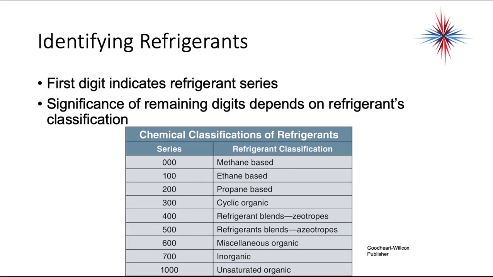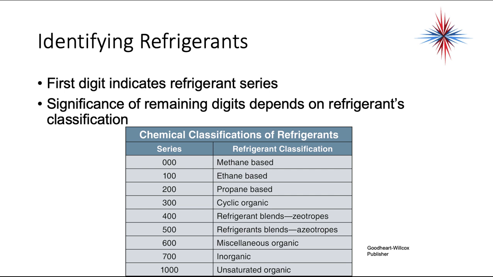So to identify refrigerant, the first digit indicates the refrigerant series. The significance of the remaining digits depends on the refrigerant. So the first digit is the series. Series 0 is methane based. Series 1 is ethane based. Series 2 is propane based. Series 3 is cyclic organic. Series 4 is refrigerant blends, zeotropes. They separate. Series 5 is refrigerant blends, azeotropes. They maintain as a single one.